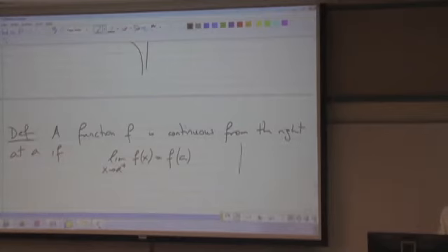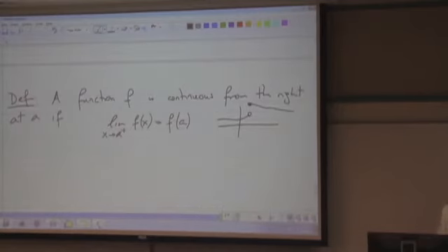As an example, just think about it. Does that make sense? So now the idea is that the limit from the right has to exist. The value of the function has to match the limit from the right. Does that make sense? Okay, similarly, it's continuous from the left.